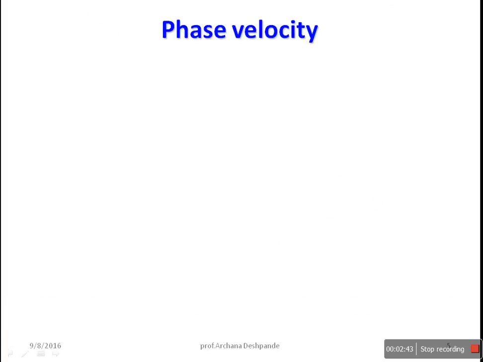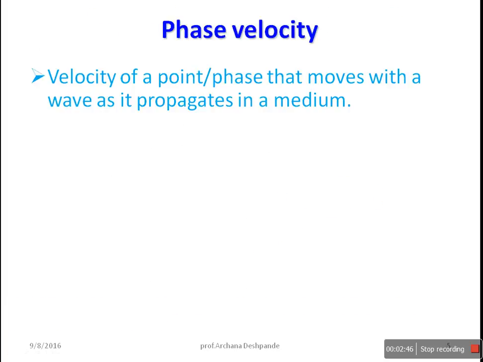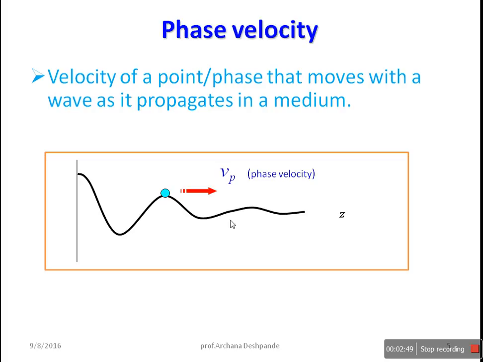Let us understand what is phase velocity. If I consider a forward wave going in the positive Z direction, and it's a continuous wave consisting of an infinite number of points along the Z axis, and I look at only one point, then I can imagine that this point is moving at some velocity. The velocity of a point or a phase that moves with a wave as it propagates in a medium is called the phase velocity. It is written as Vp, and it can be calculated as omega upon beta. Omega is the angular frequency, and beta is the phase constant.